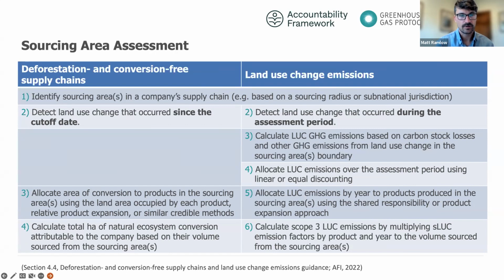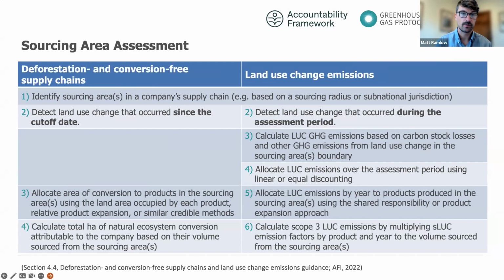If you look down to step 3 for deforestation conversion-free supply chains, in this step, you would allocate any natural ecosystem conversion to products that are produced within that sourcing region. And you can do that by two different methods. One would be based on the land area that's occupied by each of those products, so the land area under production for each of them, or the relative product expansion. So how much land is expanding within that region in terms of producing different types of products.